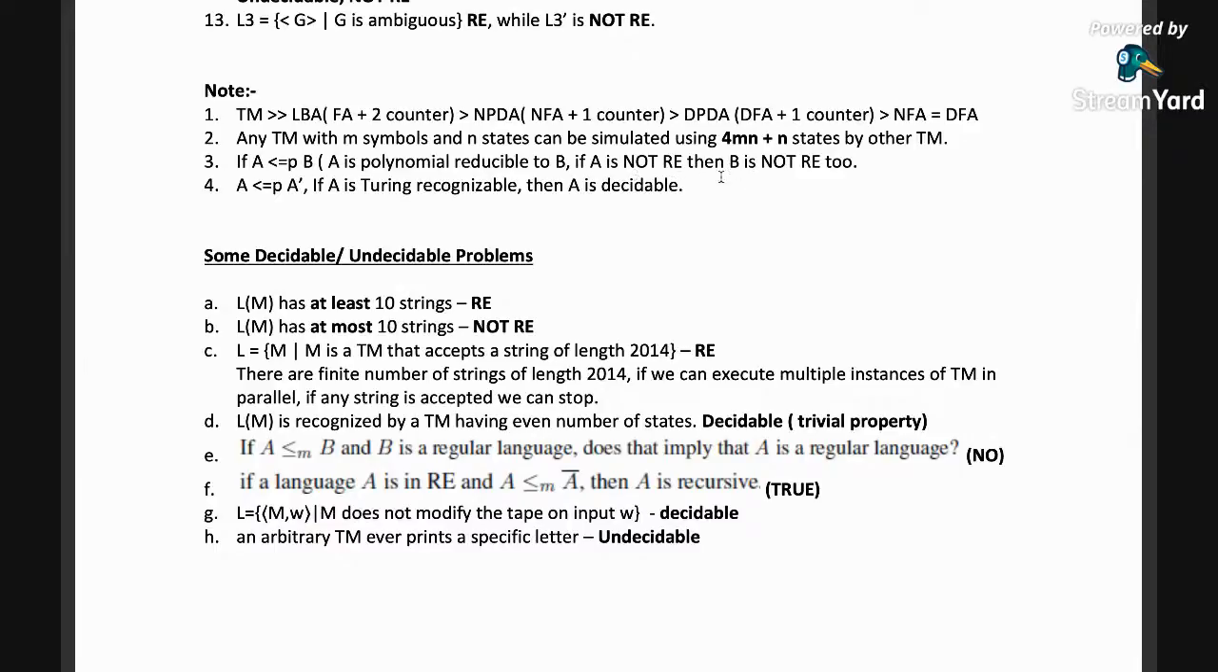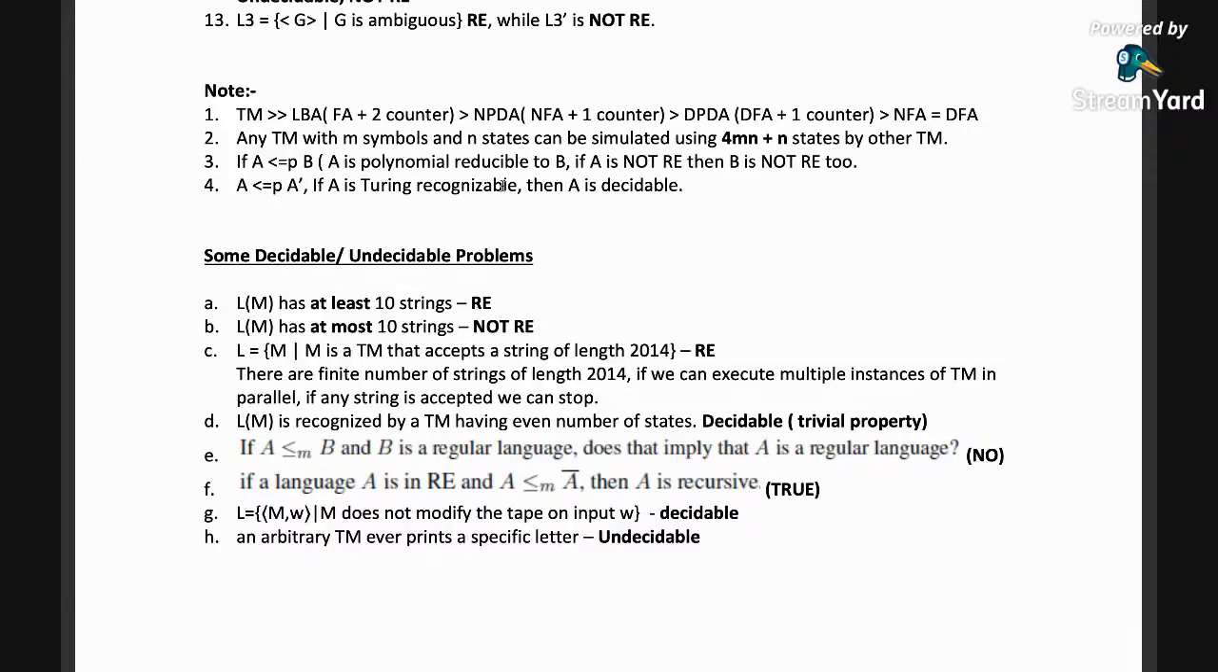If A polynomial reduction B means A is polynomial reducible to B. If A is not recursively enumerable, then B is not recursively enumerable. That is, if A is polynomial reducible to B, but A is not recursively enumerable, then B is also not recursively enumerable.